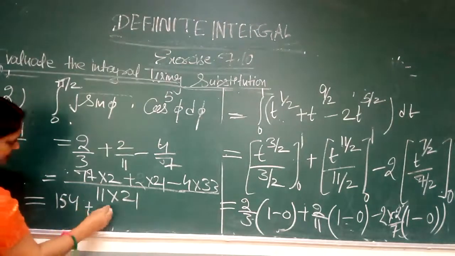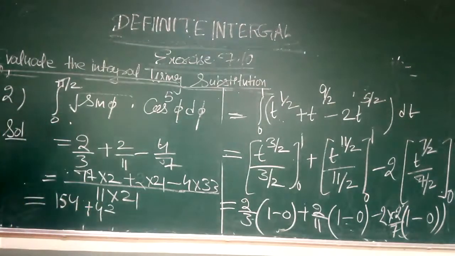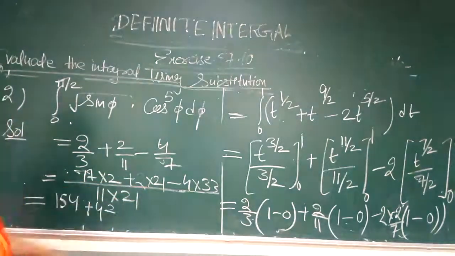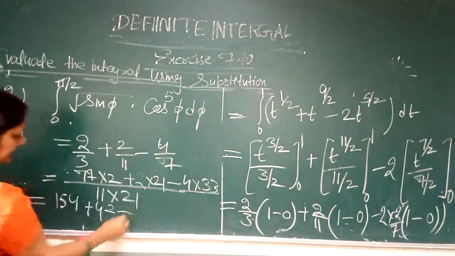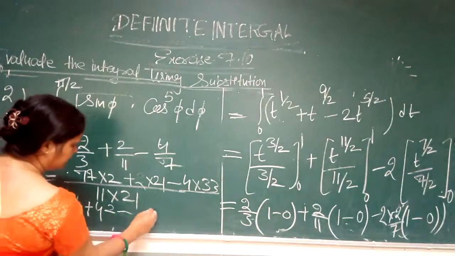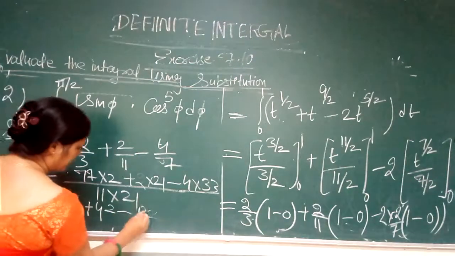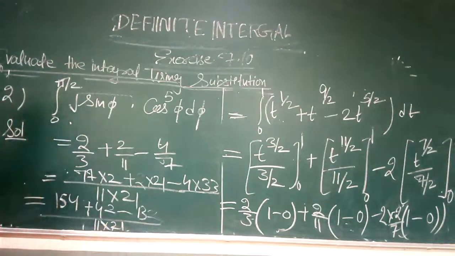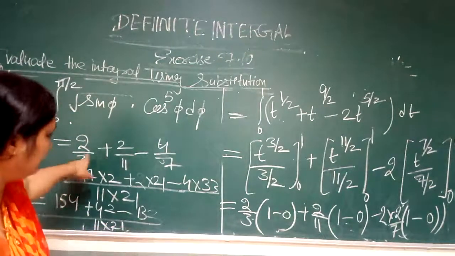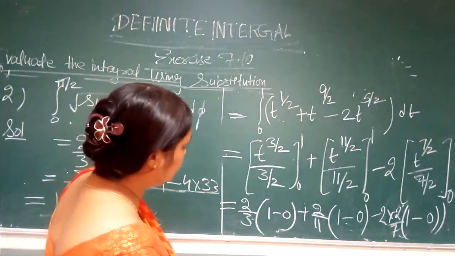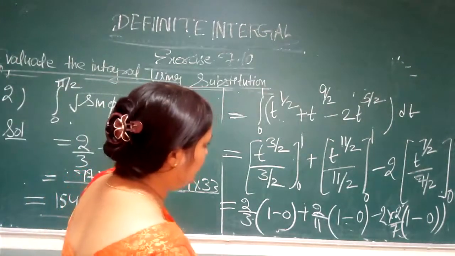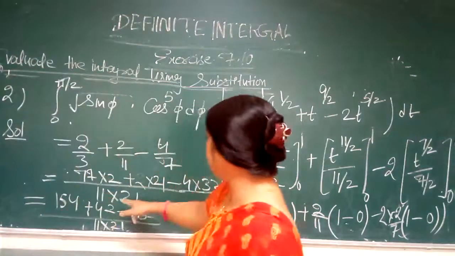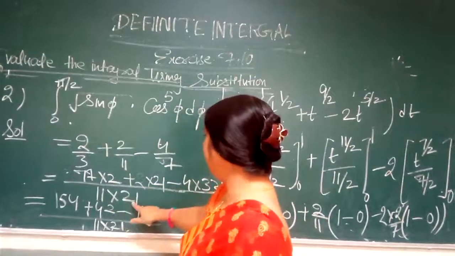154 plus 42. It is coming here. Here what is left? 11 is there, so 21 to 42 minus. Now here what will come? 132 upon 11 into 21. Once again we will check it. 2 by 3, 2 by 11, and here minus 2 into 2 by 7, that is 4 by 7. After that LCM is 11 and then 21, later on we will multiply it.